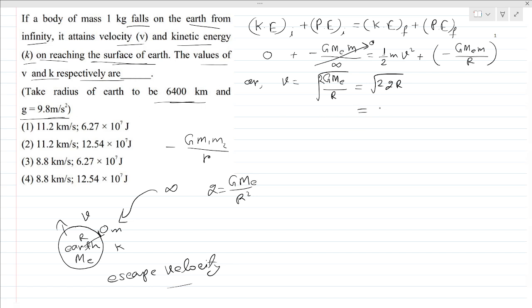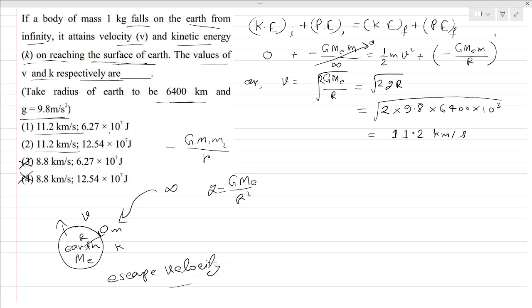So we can write v equals root over 2 into 9.8 into 6400 kilometer, that means 10 to the power 3. If we solve this, we get the value 11.2 km per second. So this is the velocity. According to this answer, 11.2 km per second, option 3 is wrong and option 4 is wrong.